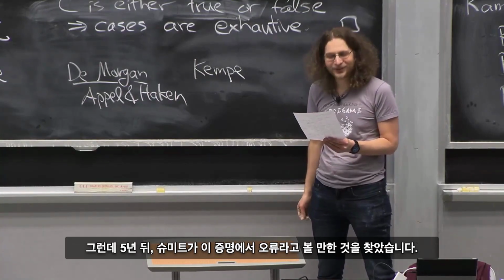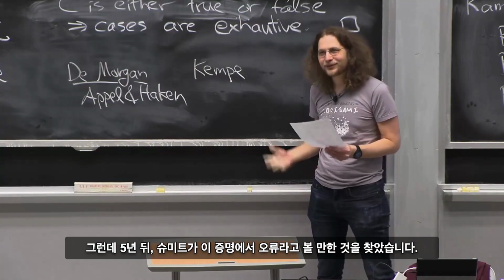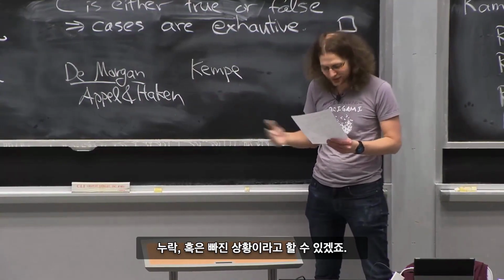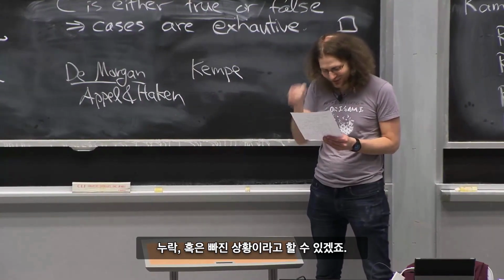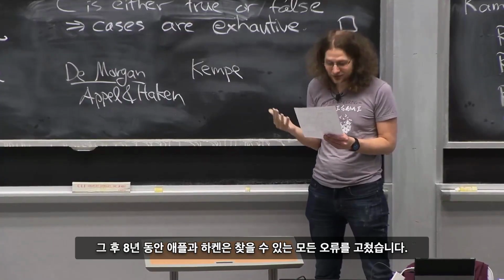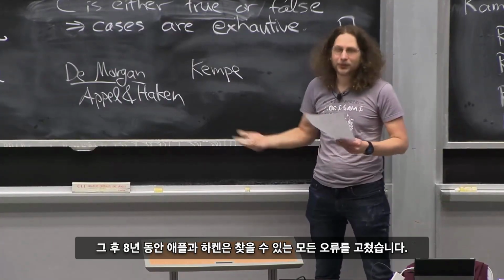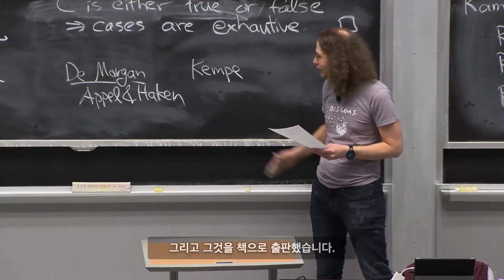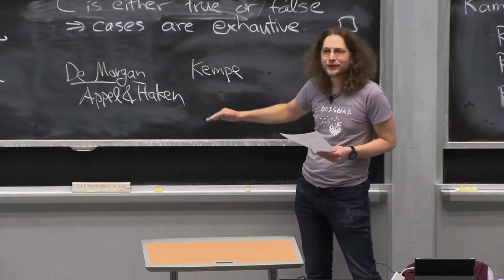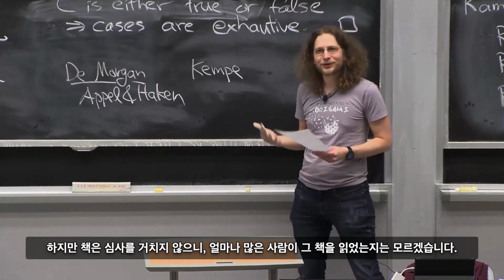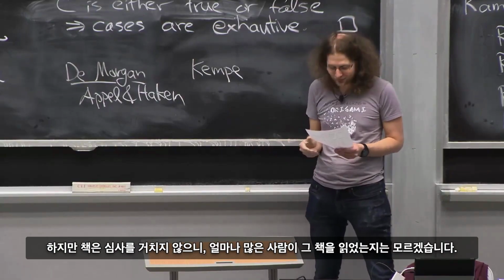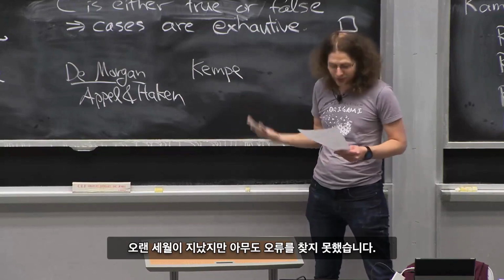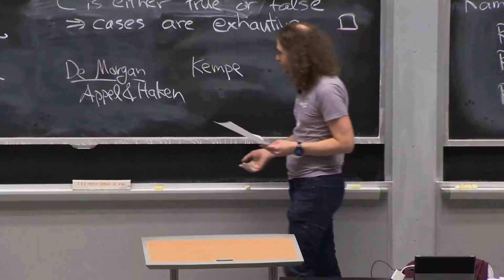Then, 5 years later, Schmidt found what you could interpret as a bug in this proof, let's say an omission or something, but a missing situation. And then over the next 8 years, Apple and Haken fixed all the bugs they could find, that one and some other wording issues and so on, and they published it in a book. But a book isn't refereed, so I don't know how many people have read that book. Seems like this proof is maybe correct. It's been many years and no one has found a bug.